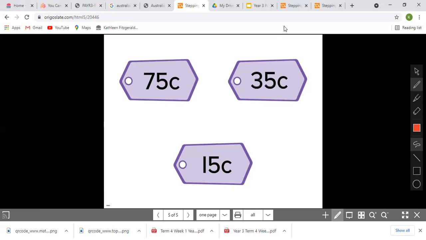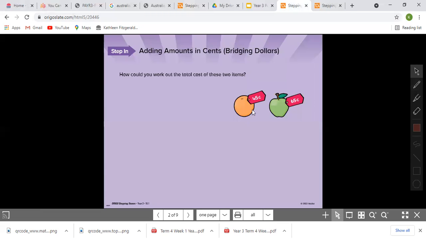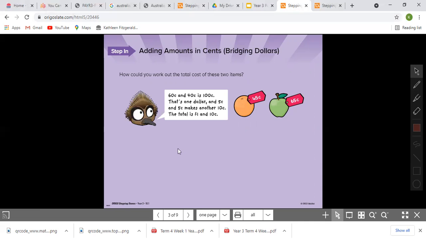Now if we have a look at our step-in problem, this time we're going to be adding an orange and an apple. The orange is 45 cents and the apple is 65 cents. One way of looking at it, and I'm going to swap back now to share the screen with a Word document.